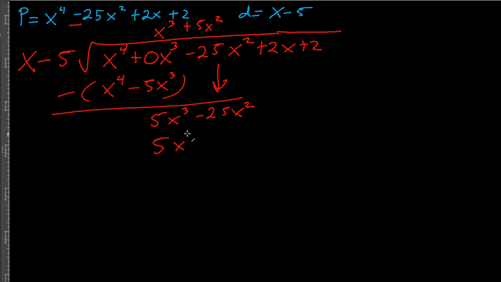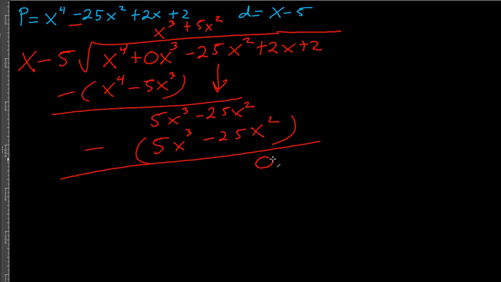So that would be 5x cubed and then plus 25x squared, right? I believe this is correct. Let me see. 5 times negative 5 is negative. All right, so I did make a mistake there. Negative 25x squared. Yes, that looks better. So that goes to 0, and actually this goes to 0 too. So because these are equal and opposites, that goes to 0.